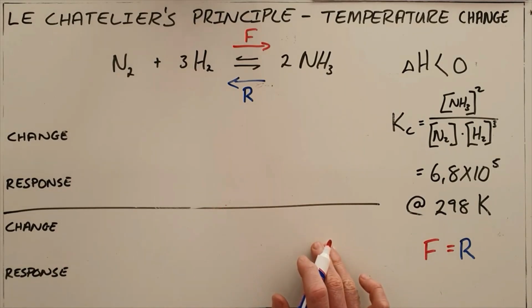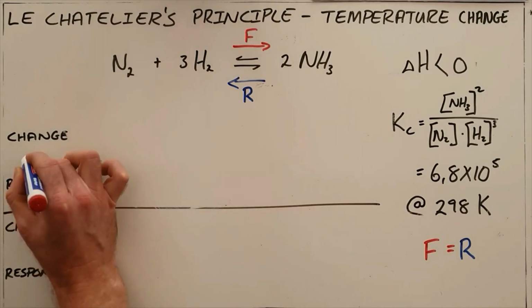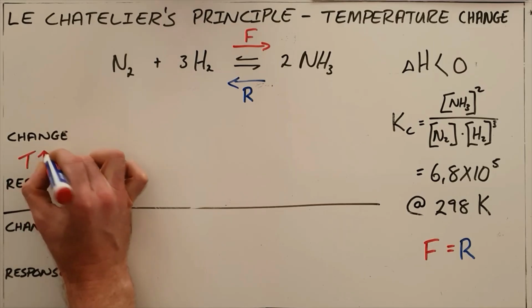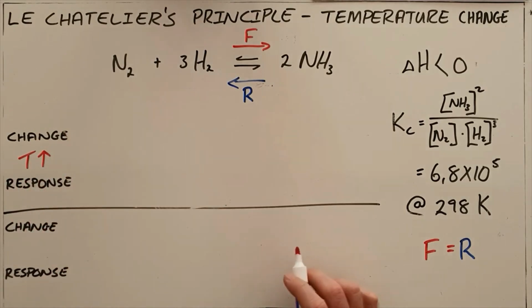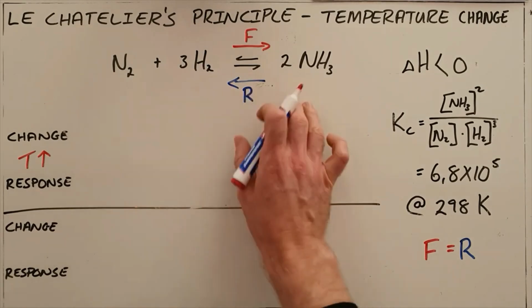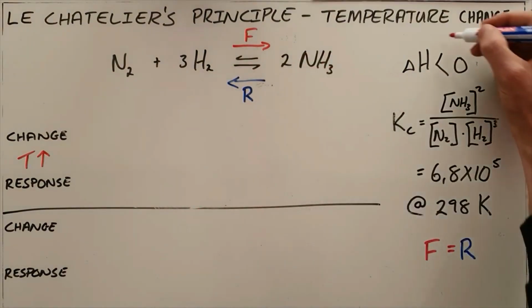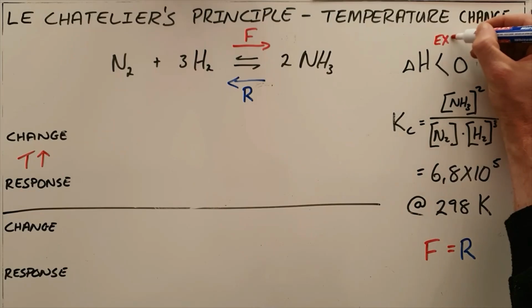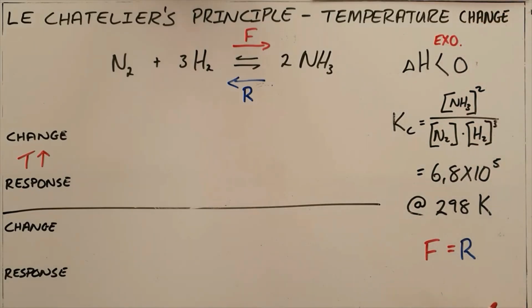So the change we are looking at now is a temperature change, where we are going to say what would happen if we were to increase the temperature of this reaction while it's at equilibrium. So the first thing to notice here is that this reaction, the forward reaction here, is exothermic, meaning the reaction mixture heats up for the forward reaction.